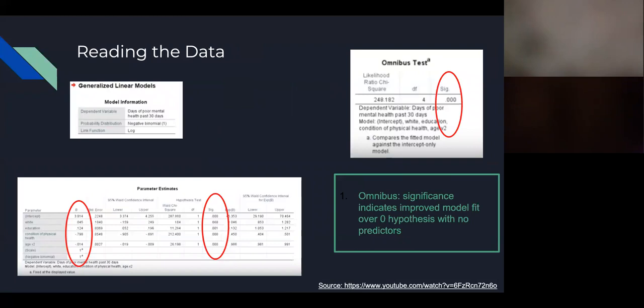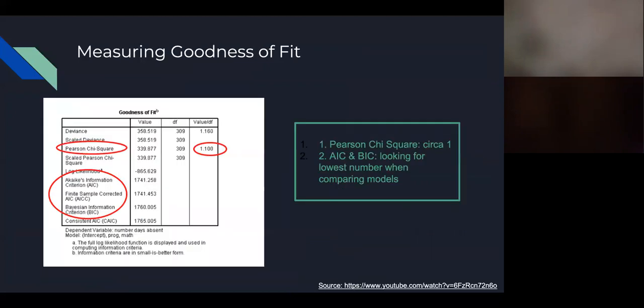Reading the data. You can determine the positive or negative effect of each predictor based on the beta coefficient and the significance level. Looking at the omnibus test, if there is significance, this indicates improved model fit over the null hypothesis, which has no predictors. There are a few measures of goodness of fit. Pearson chi-square should be close to 1. In addition, AIC and BIC are used to compare models against each other. The model with the lowest AIC and BIC score has the best fit.